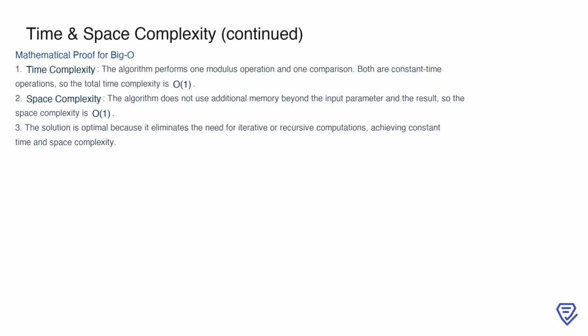O(1). What makes this solution optimal is that it avoids iterative or recursive approaches entirely, solving the problem in constant time and space. This level of efficiency is possible due to the mathematical insight that the game's outcome depends solely on whether n is even or odd, allowing us to bypass more computationally expensive methods.